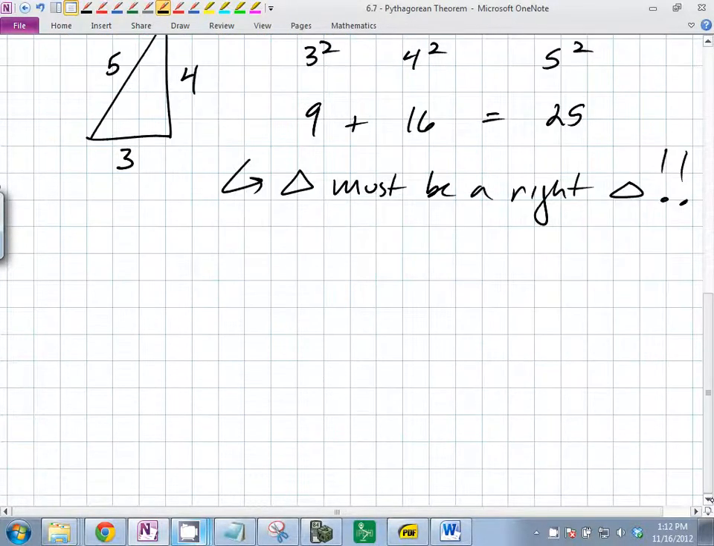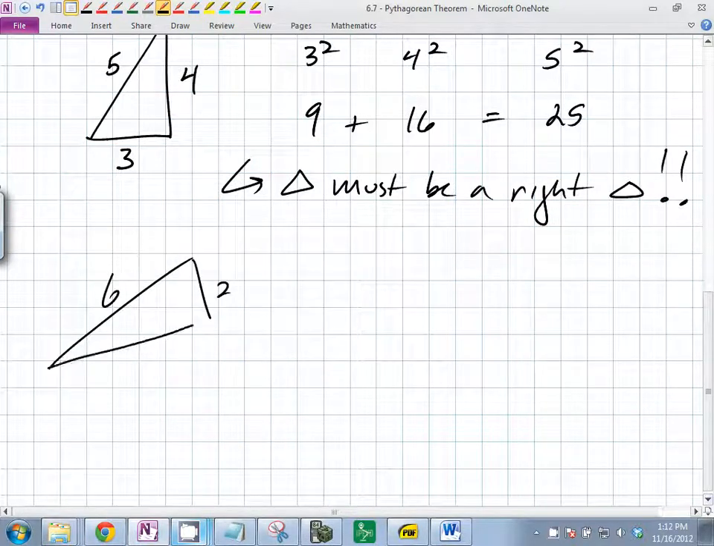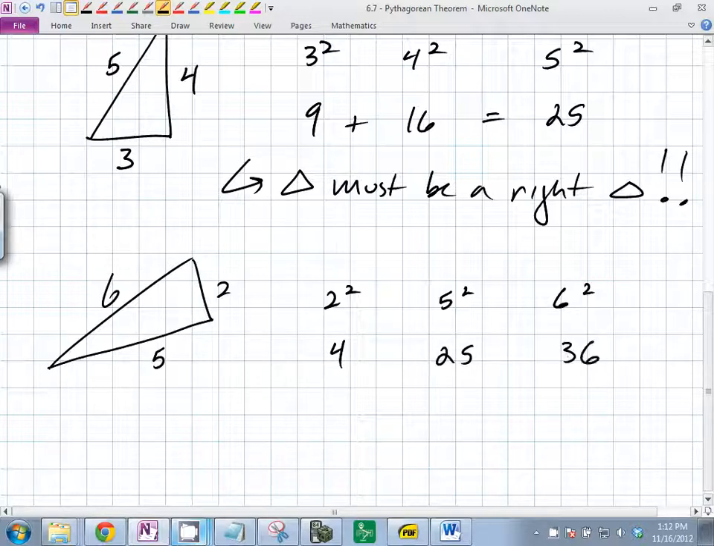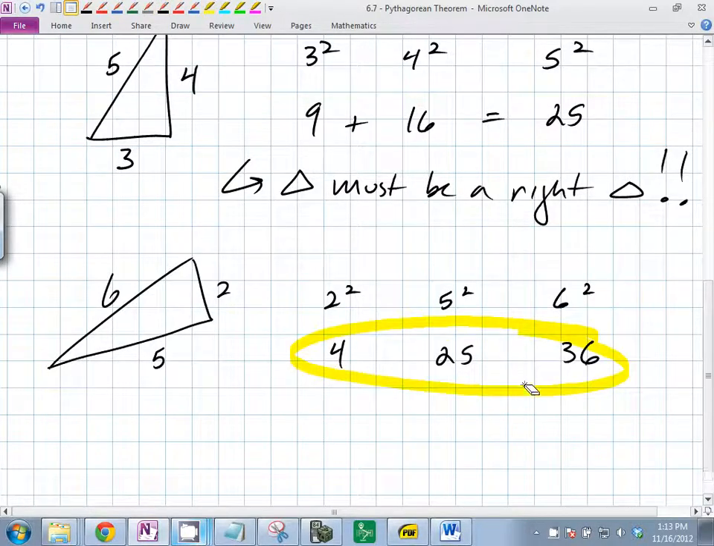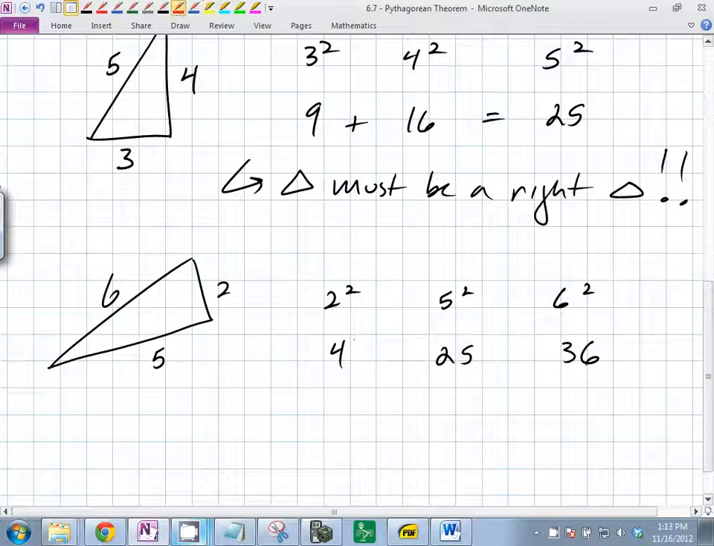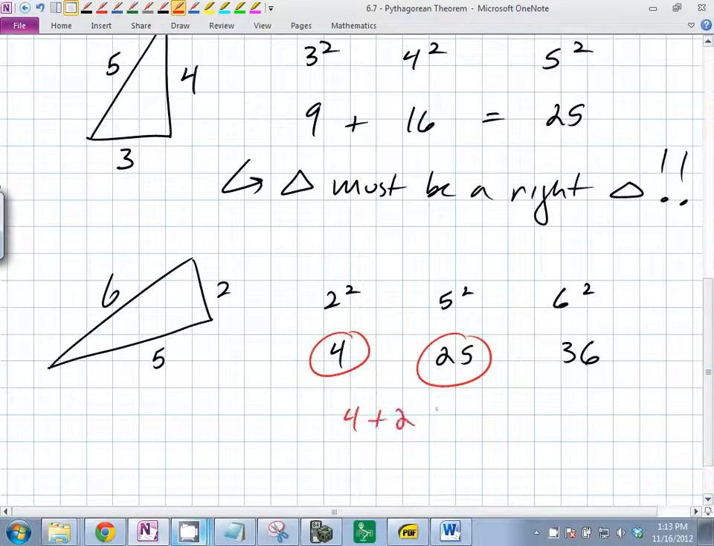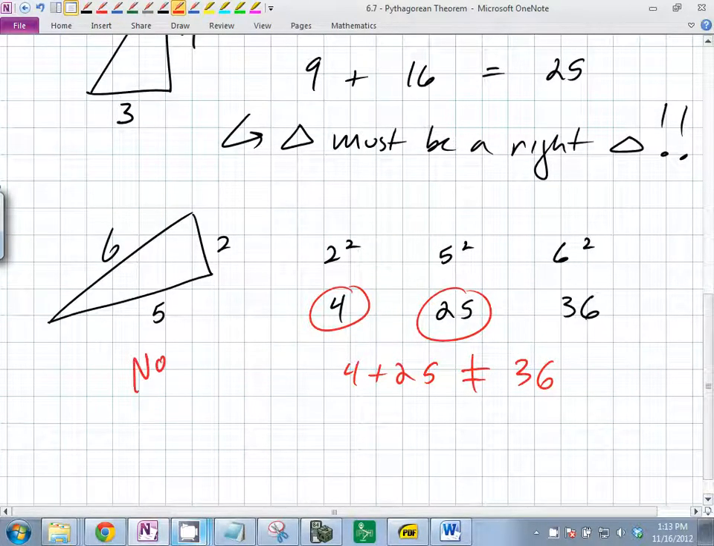But let's say I changed it a little bit and I said this was 6, 2, and let's say 5. 2 squared, 5 squared, 6 squared: 4, 25, 36. Do any two of these values add up to the third? Well, the only possibility would be the two smaller ones adding up to the larger, and 4 plus 25 does not equal 36. So this is not a right triangle.